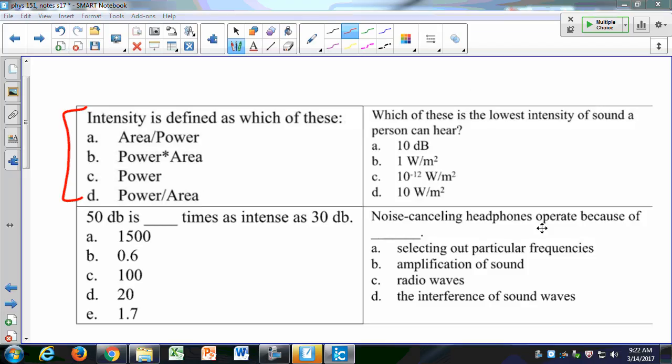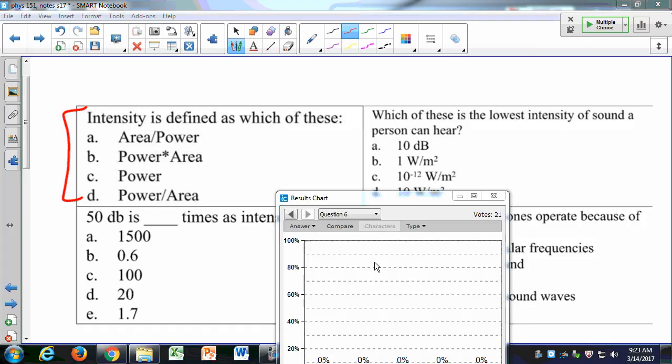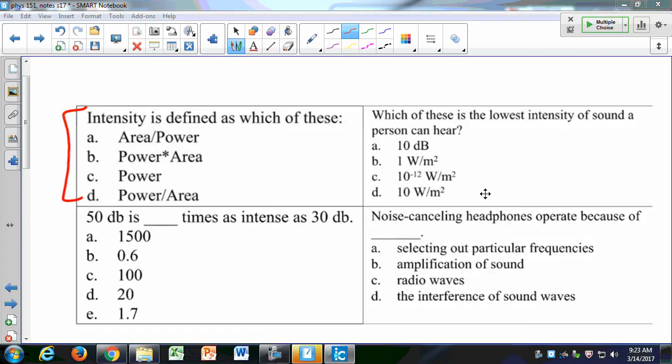All right, let's try the noise canceling headphones. They operate because of which of these? All right, let's stop at 30. Okay, awesome. It's the interference of sound waves.